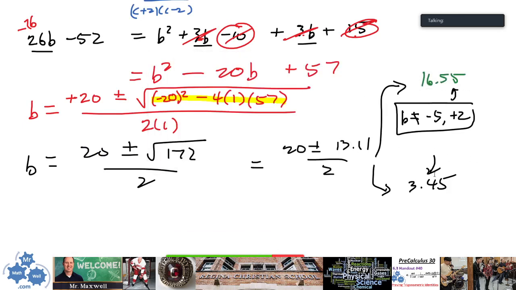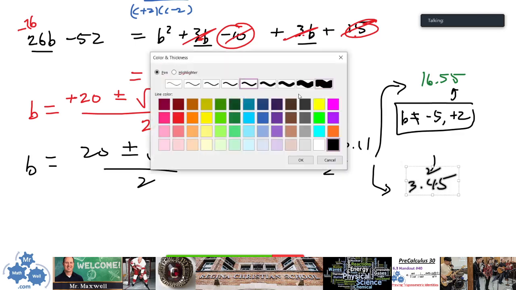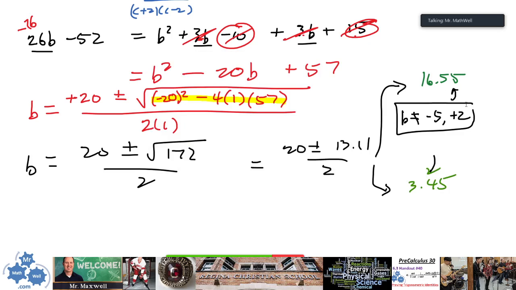I don't know why I did that. I'll make the answers green today. There we go. Because green is the color. Football is the game. There we go.